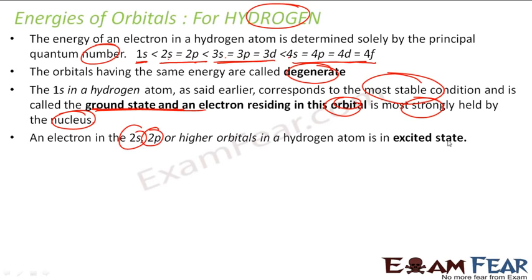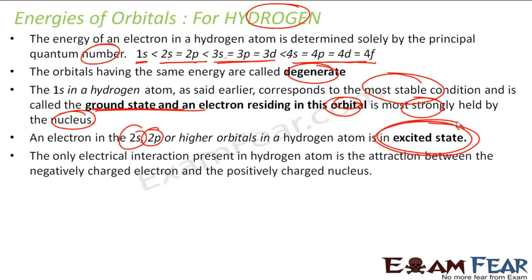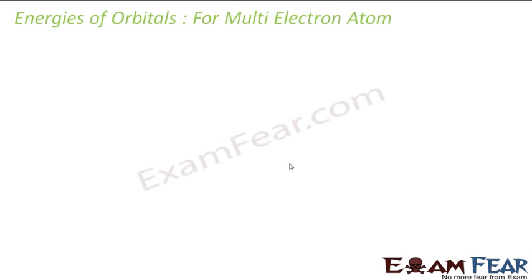Electrons in 2s, 2p and higher orbitals are called the excited state because they are not in the ground state. They have higher energy, and it's easy to pluck the electrons out of the excited state orbitals. And the only electrical interaction in the hydrogen atom is between the negatively charged electron and the positive nucleus.